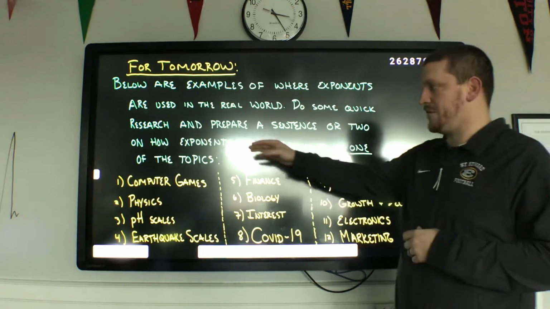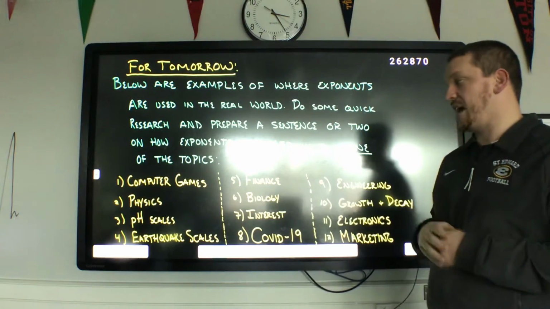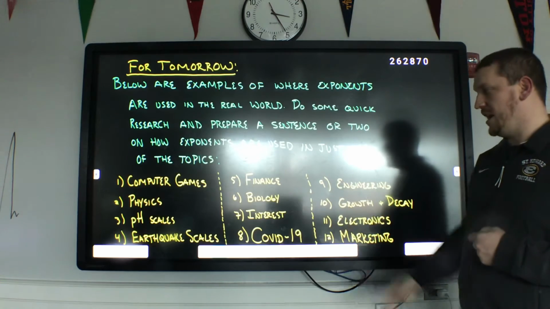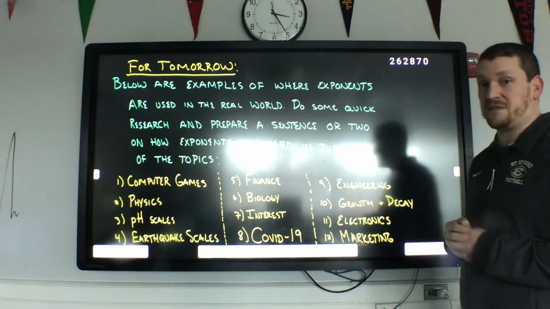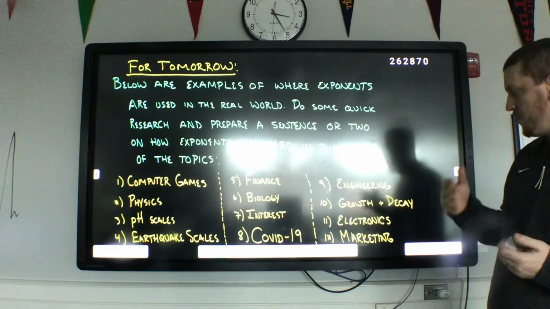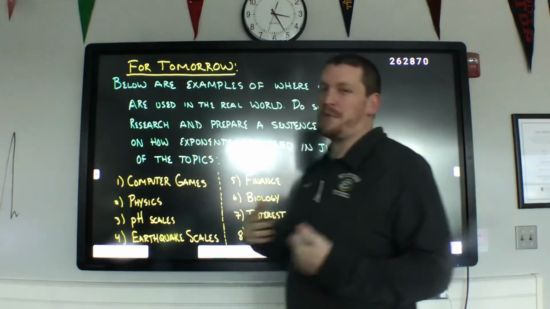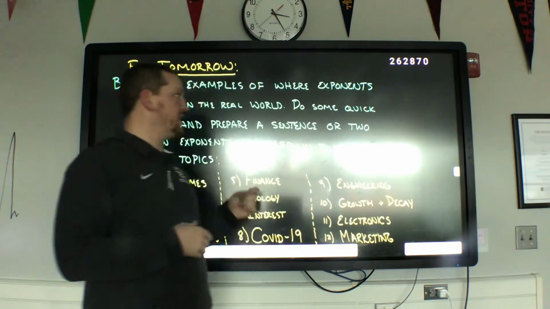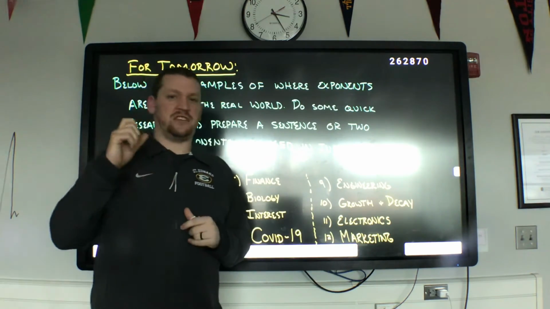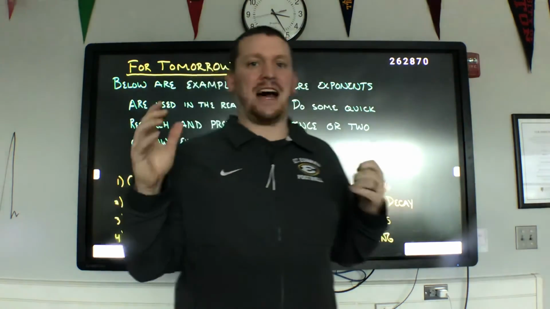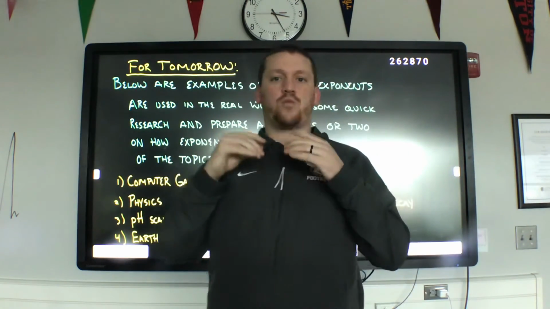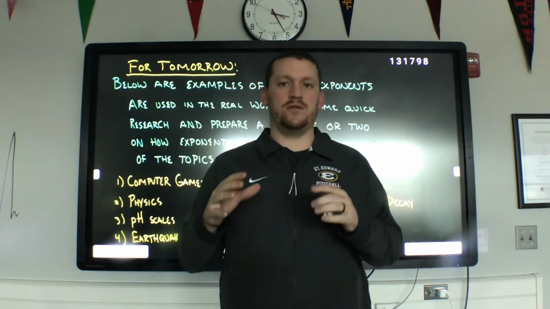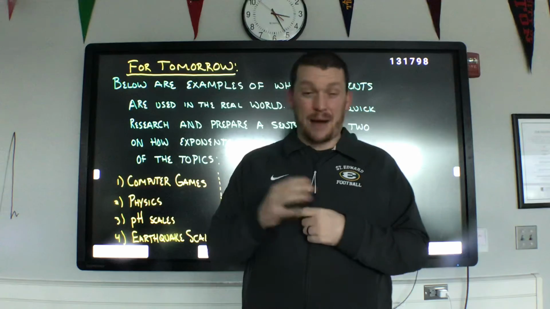We have computer games, physics, pH scales, earthquake scales, which is the Richter scale, finance, biology, interest. COVID-19 has a lot of stuff to do with exponents. Engineering, growth and decay, electronics, marketing. There's a whole bunch of different things in statistics and anything you can think of that deals with exponents. I want you to just do some quick research on any topic that's used in the real world and write down 1 or 2 sentences explaining how exponents are used in that specific topic that you chose.